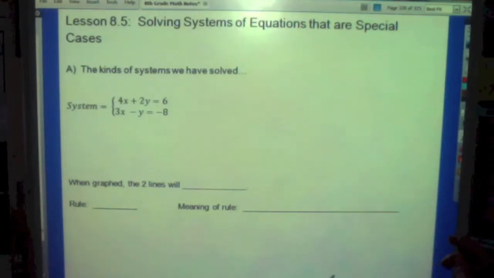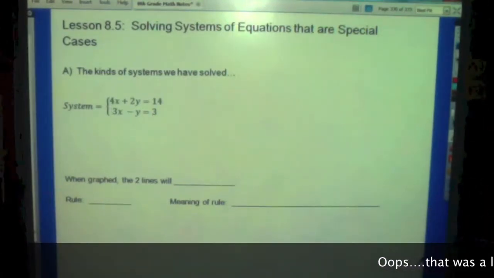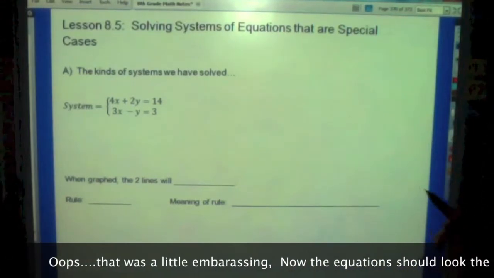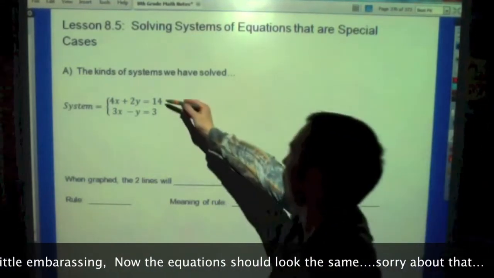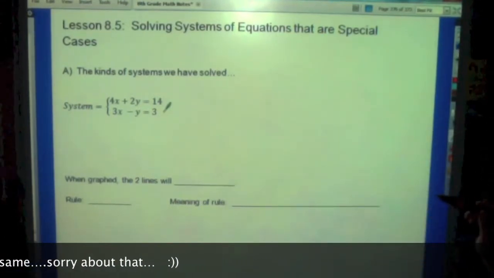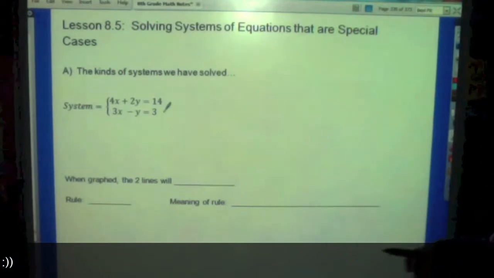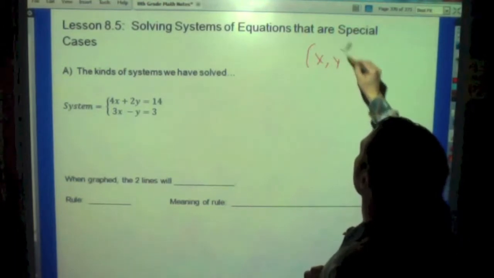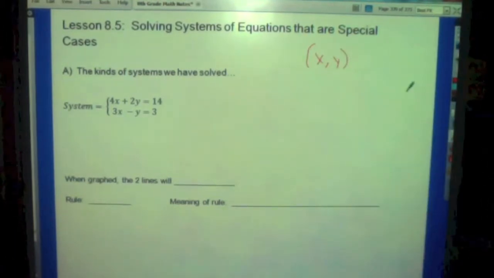Here is our last one for Chapter 8. This is the type of equation we are used to working with, where we have two different lines. We have this line and we have this one, and when we solve this system, we get a spot where the two lines cross. We get actual coordinates where these two lines would cross if we were going to graph them.